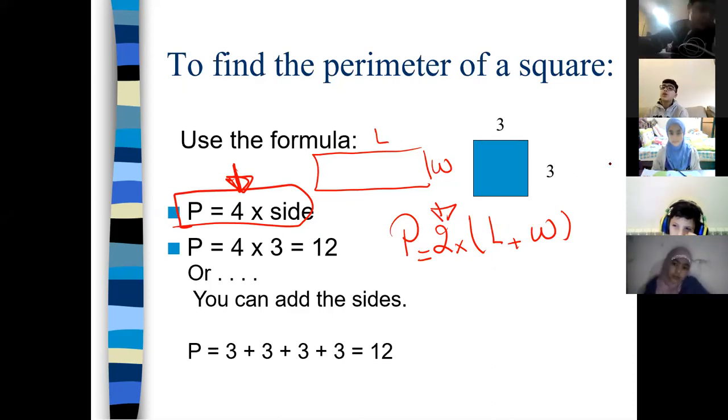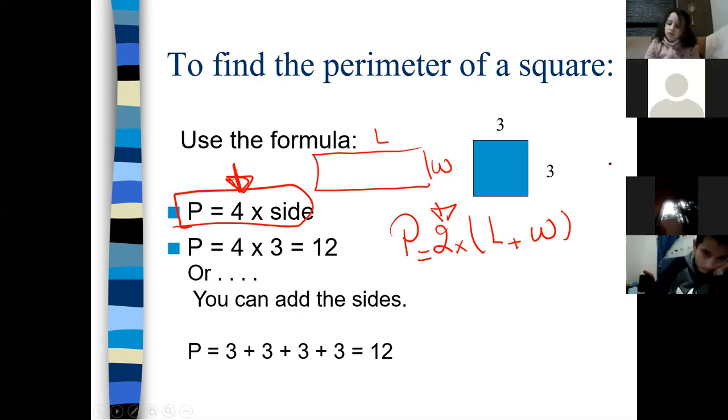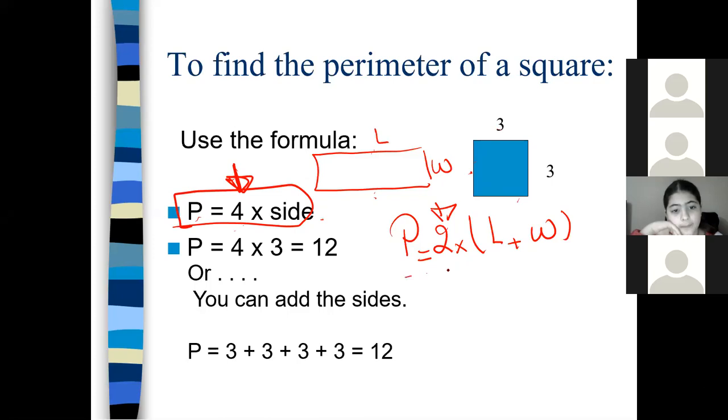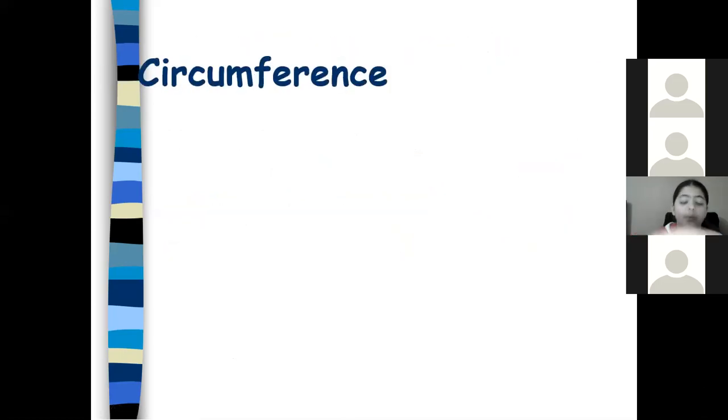Because the rectangle has 2 equal sides. Yes, Zainab, bravo. But the square has 4 equal sides. In a rectangle every 2 opposite sides are equal, whereas in the square 4 sides are equal. So the perimeter of the square is 4 times the side, whereas the perimeter of a rectangle is 2 times length plus width. Now we still have just the circle.